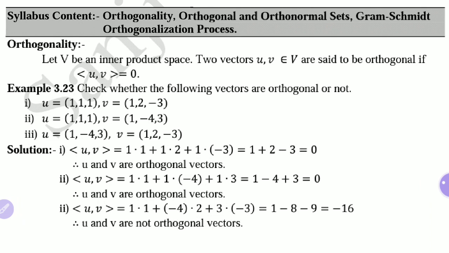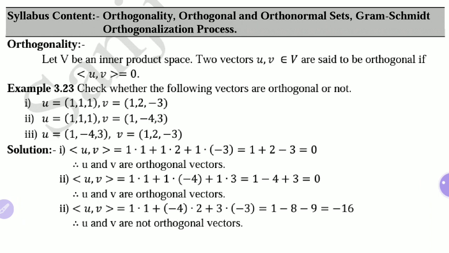So in the previous lecture we started the discussion on inner product space. We have seen the definition of norm of a vector there. After that we have seen the Euclidean space concept, which is also related to inner product space.